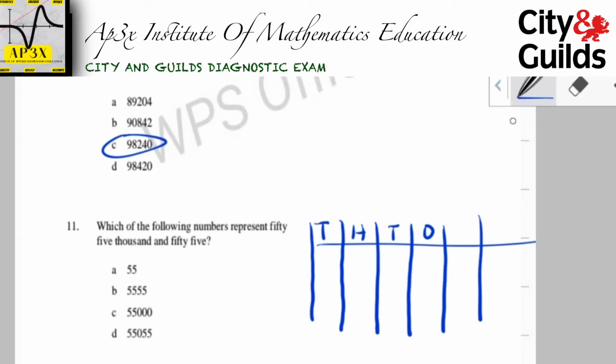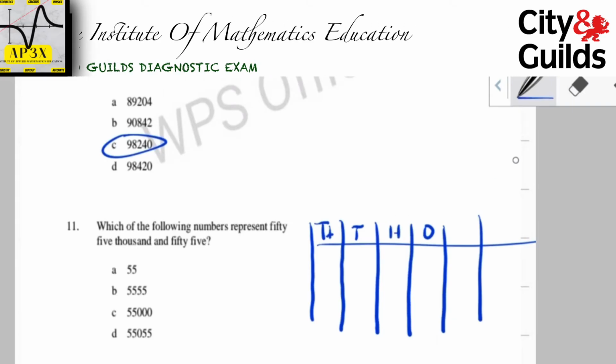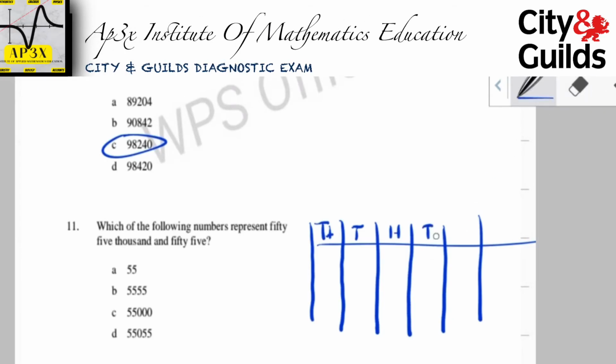So we're going to have 10,000s, thousands, then hundreds, tens, and ones. Okay, so 55,055. That's 0 hundreds and 55, so that's 5 tens and 5 ones. So 5 10,000s. Okay, let's just break it down here.